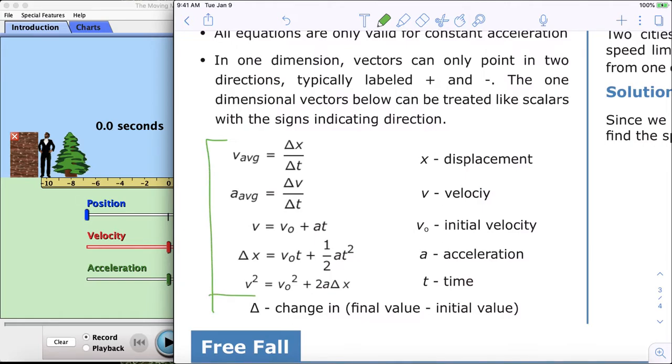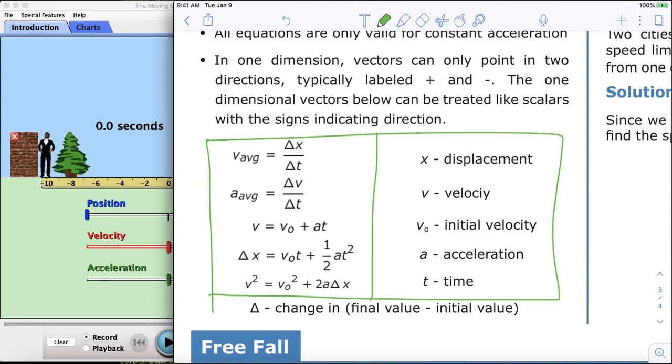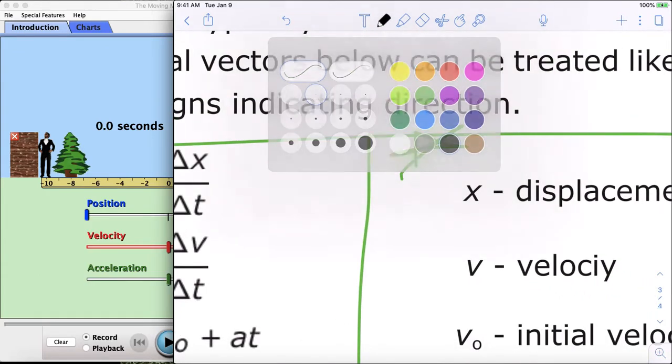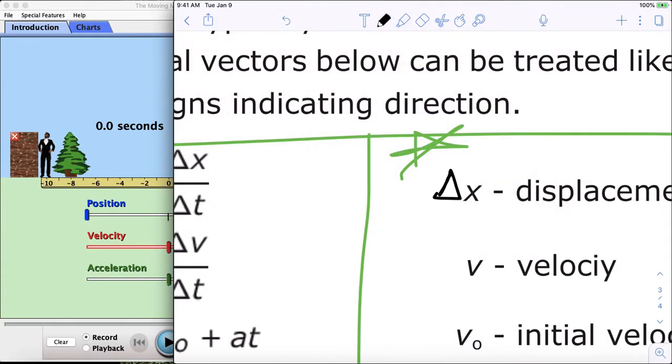These are our equations over here and our variables over here. These are all the things that we can measure. A couple notes here: this should be change in x, which means displacement. x is just position. So my change in position is my displacement.